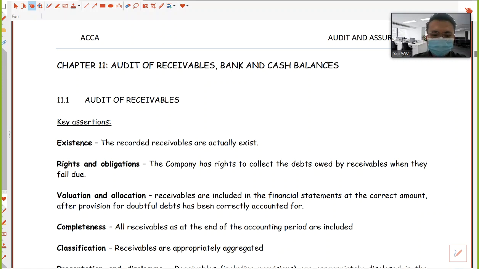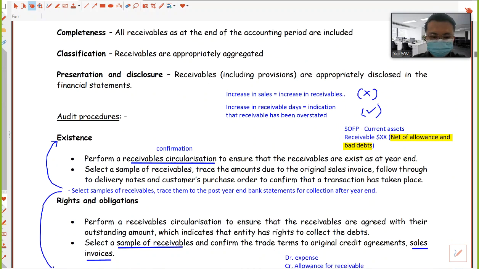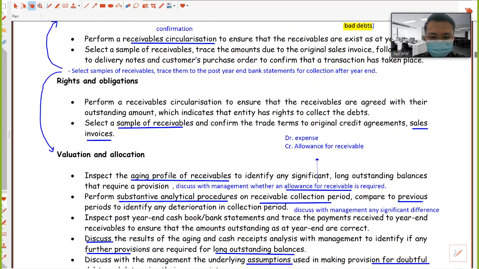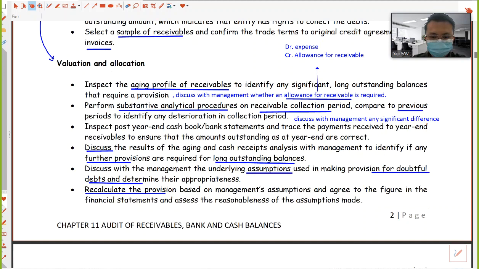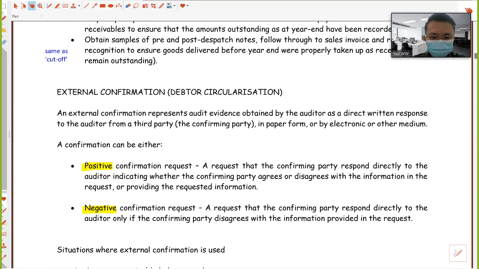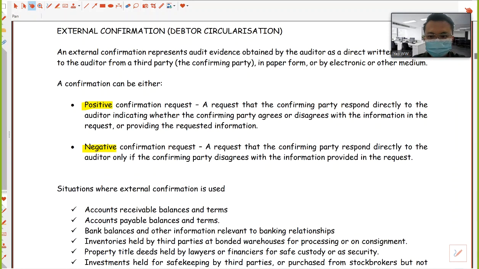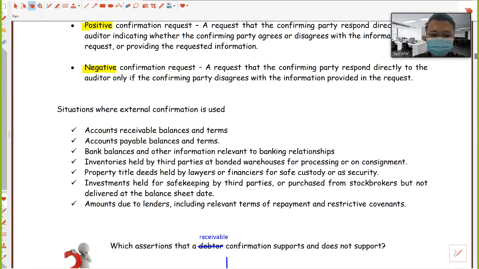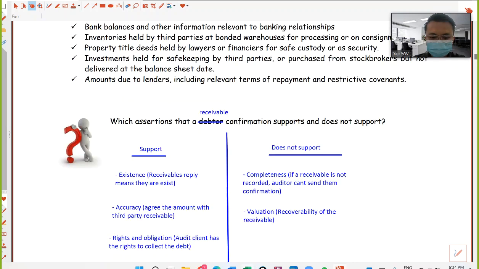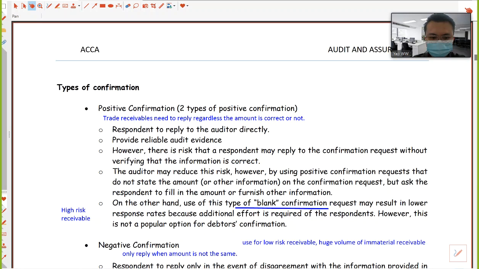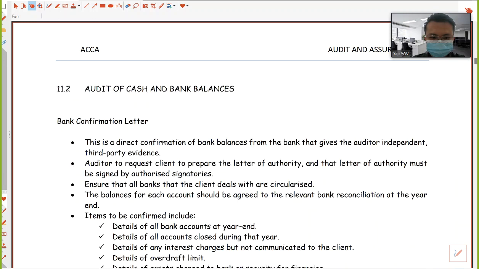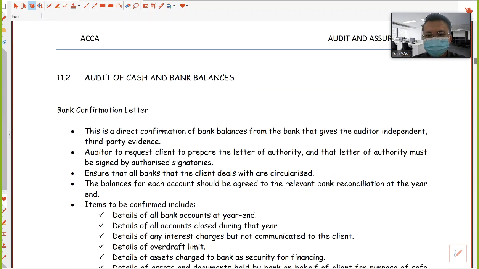Okay, so there are so many audit procedures that we can do over page number 2 and page number 3, and we have covered the confirmation as well. Positive confirmation, which means the receivables are requested to reply whether the figures tally or not. Okay, coming to page number 6. Today we'll be looking into page number 6, audit of cash and bank balances.